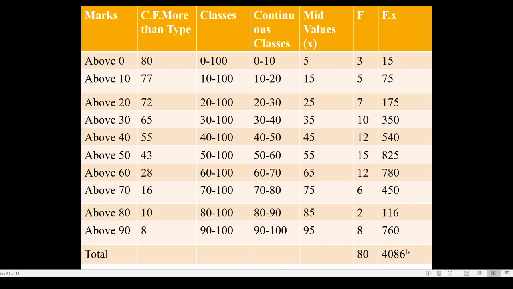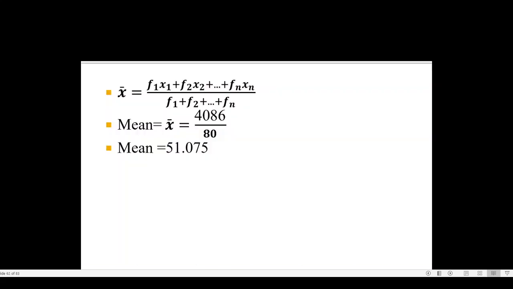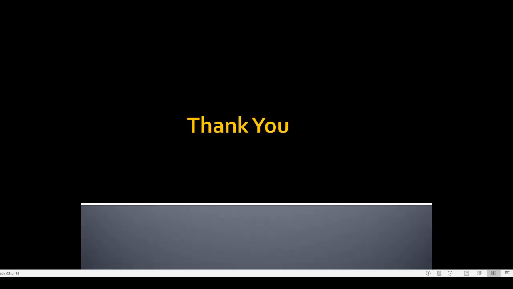So here the value of summation f into x is 4086 and the value of summation f is 80. If we use our formula of arithmetic mean, summation f into x upon summation f, we will get the final answer. We put these two values in our formula, and if we calculate we get the final answer 51.075. Thank you.